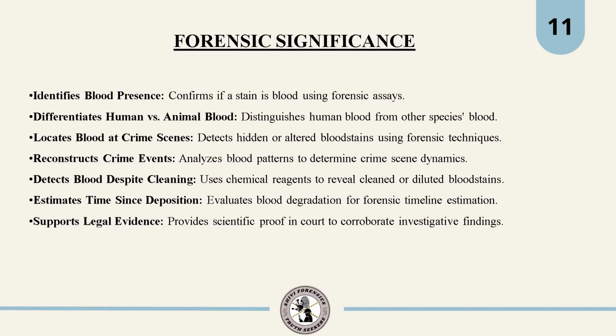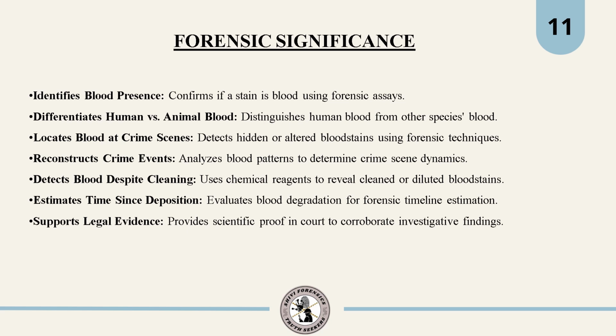Now we will talk about the forensic significance of the serological examination of the biological fluid blood. So first, what does it help us identify? It helps us identify whether we have blood or not, like when the fluid that we have found at the crime scene is blood or not. Then it helps us determine whether it's human or animal blood. It also helps us locate blood at the crime scene. When you can't see blood with your naked eyes, then you will use UV light and see the blood. So it also helps us locate that.